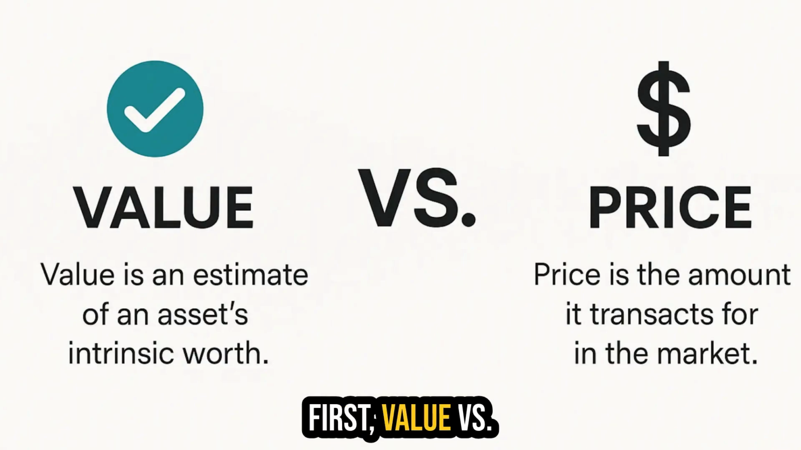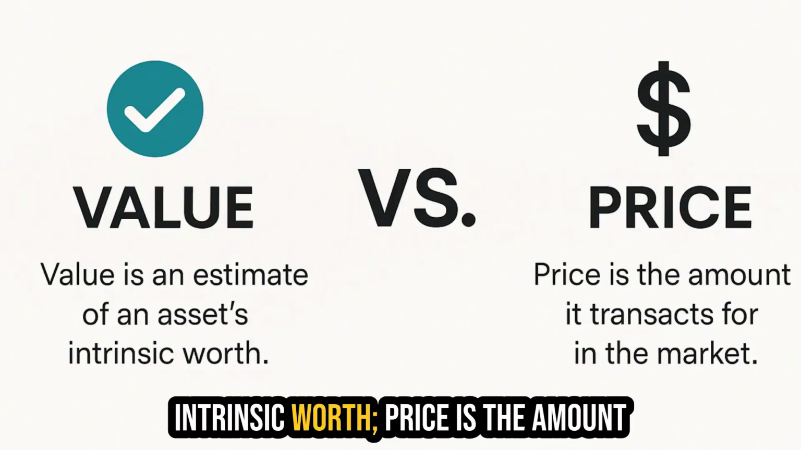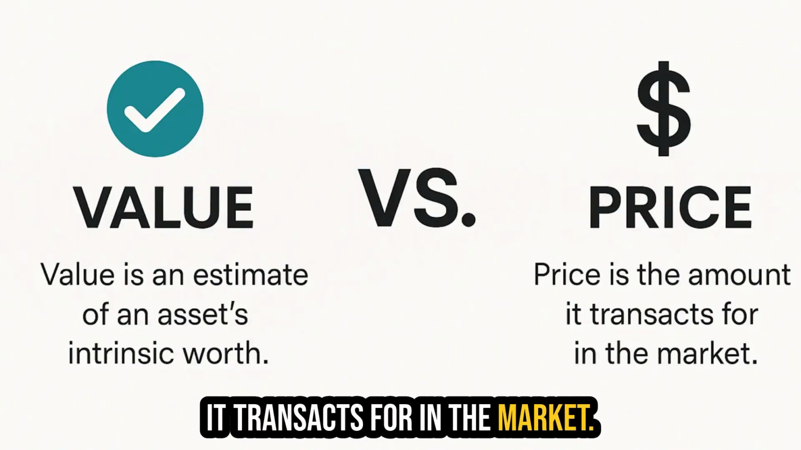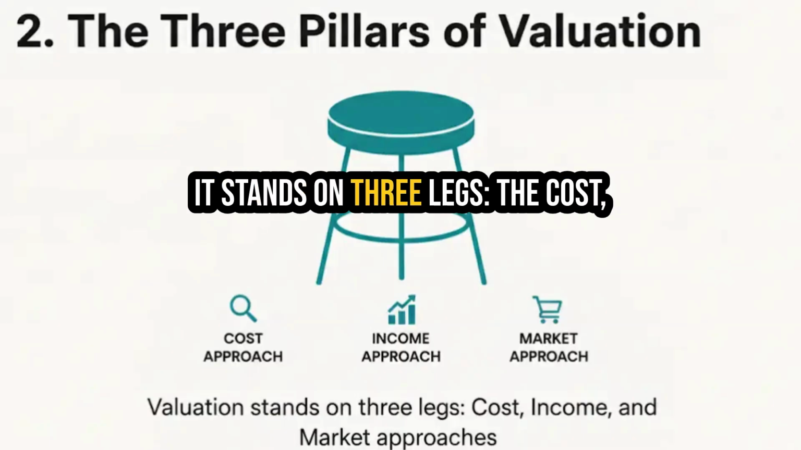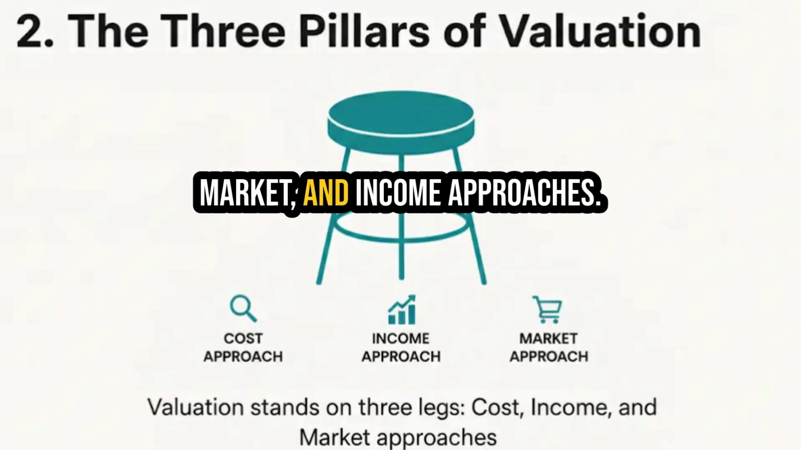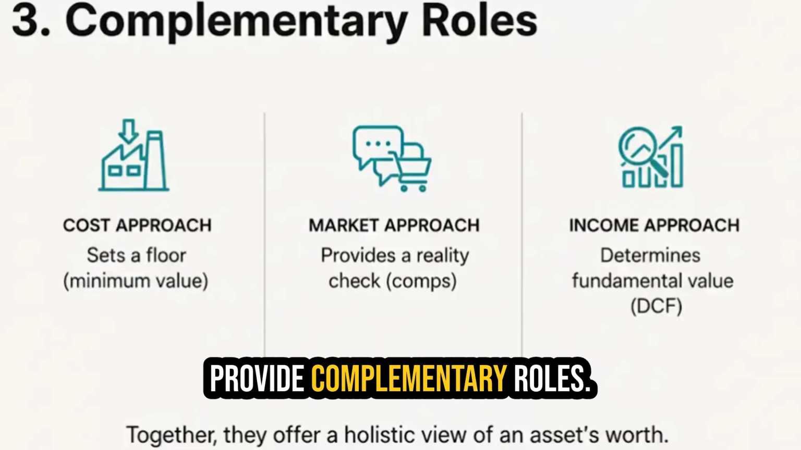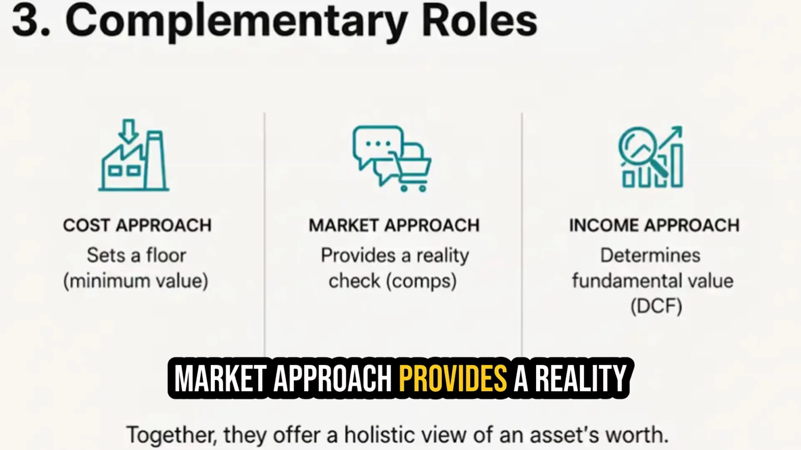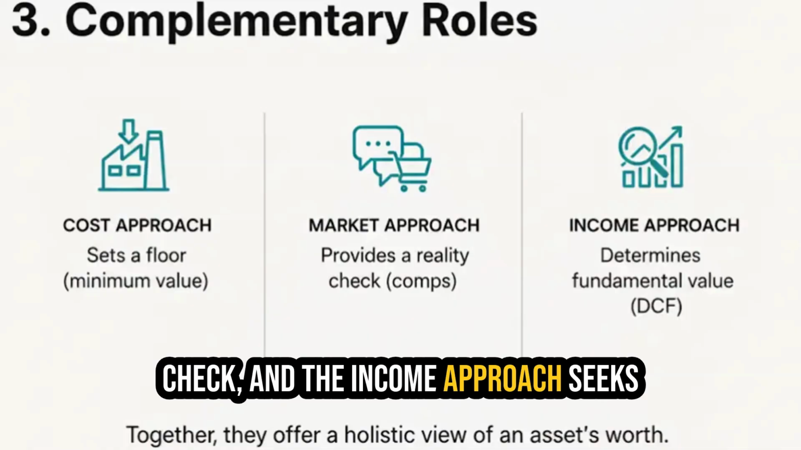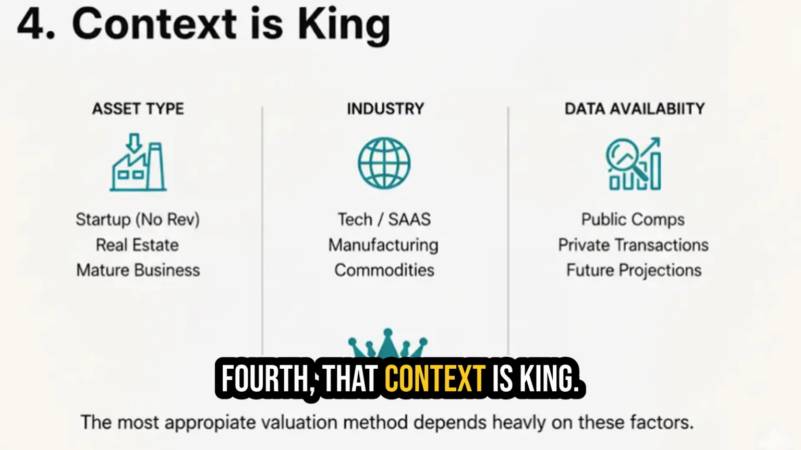First, value versus price. Value is an estimate of an asset's intrinsic worth. Price is the amount it transacts for in the market. Second, the three pillars of valuation. It stands on three legs: the cost, market, and income approaches. Third, that these valuation methods provide complementary roles. The cost approach sets a floor, the market approach provides a reality check, and the income approach seeks to determine fundamental value. Fourth, that context is king.